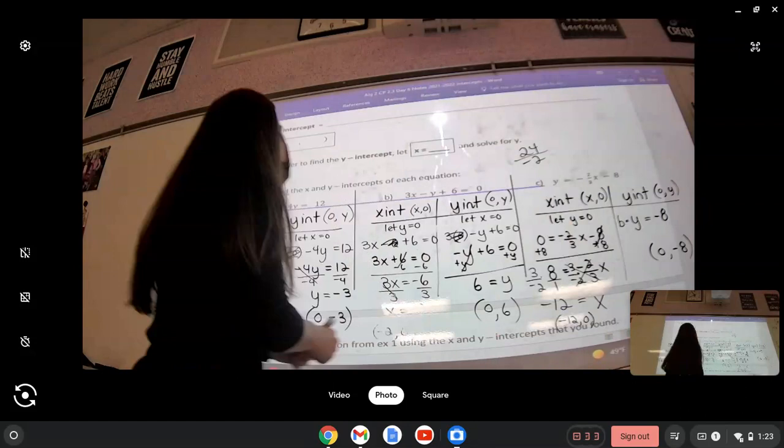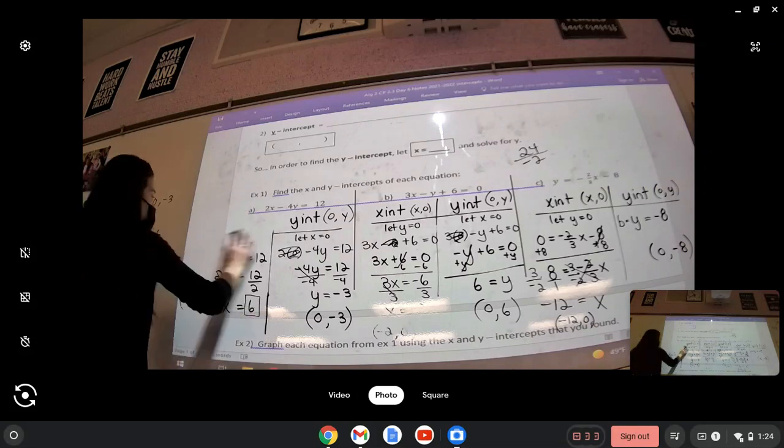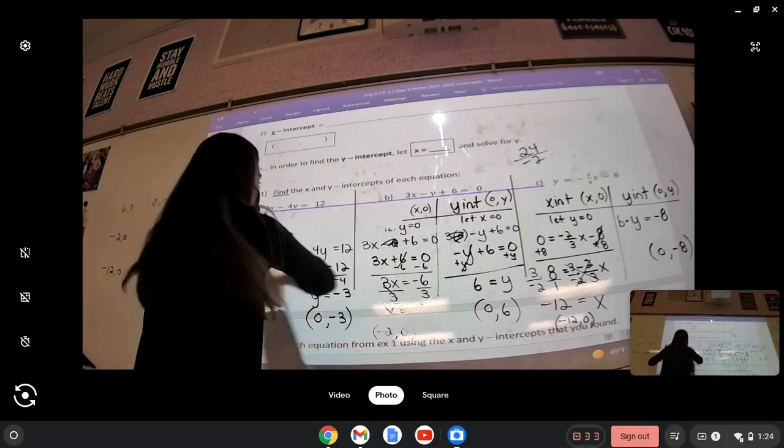I apologize. All right, we had a (6, 0) with a (0, negative 3) on the first one. We had a (negative 2, 0) and a (0, 6) on the next one. A (negative 12, 0) and a (0, negative 8) on the third one. Guys, I apologize. The third one does not fit on the graph, but we'll make it work.